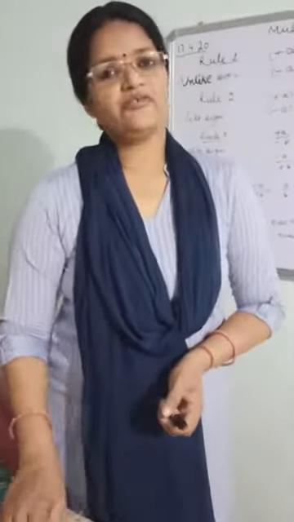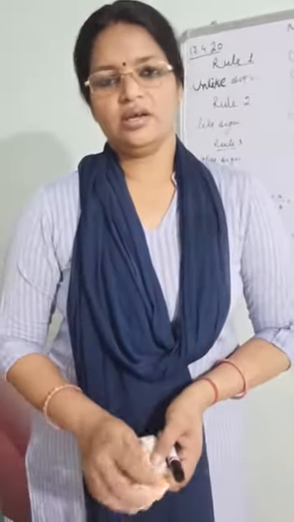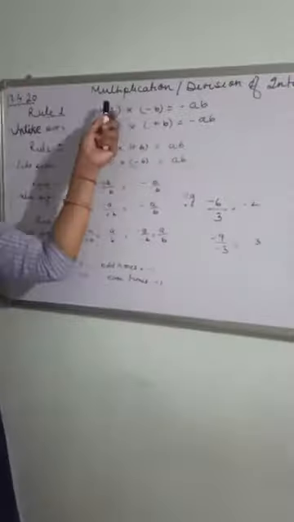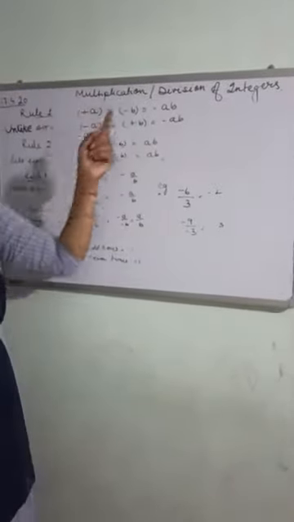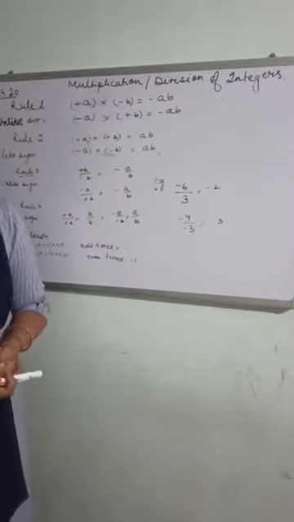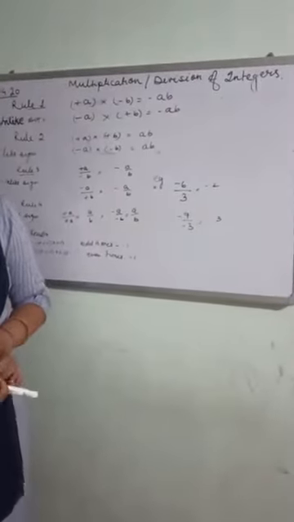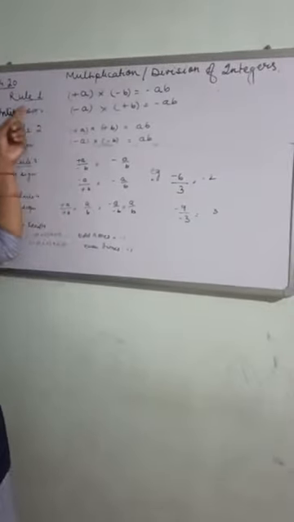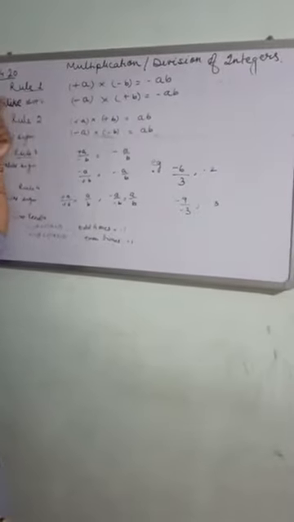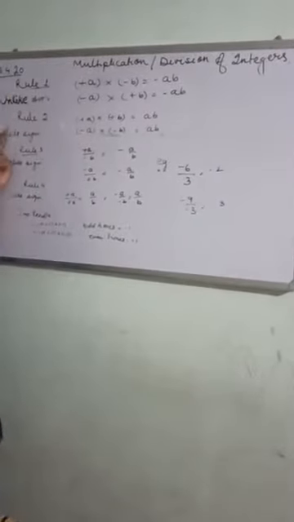So I hope you have completed exercise 1A. Now we are going for the next topic, that is multiplication and division of integers. Your next two exercises will depend upon this multiplication and division of integers. As we have certain rules for addition and subtraction, similarly we have certain rules for multiplication and division also.